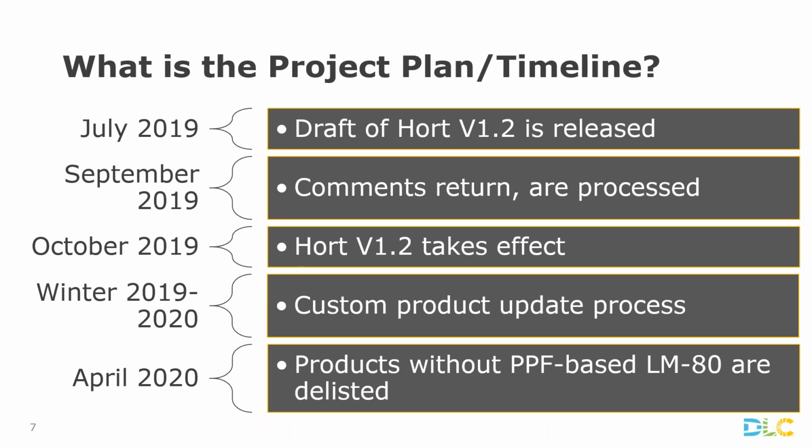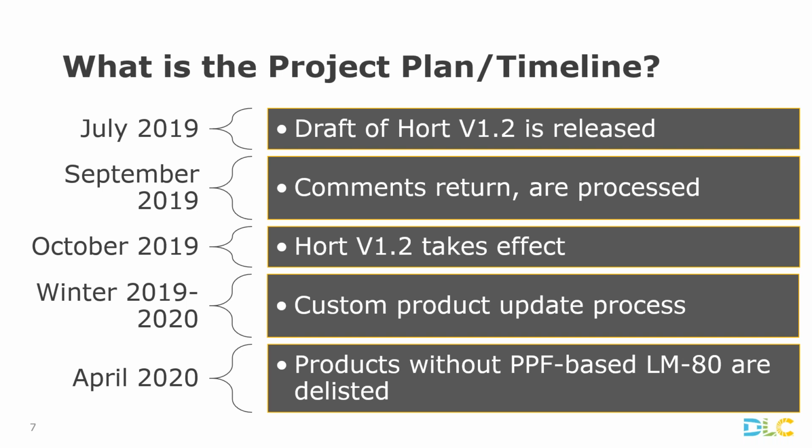And here is the specific timeline that is planned for the Hort v1.2 implementation. So we released it on July 30th or 31st, 2019 in the draft on our website, and we sent a big email blast. We are now in the comment period. We've already received, I think, 3 different stakeholders who have sent comments back to us, and we're processing them as they come in. We're planning to have version 1.2 for horticulture take effect on October 15th, 2019.